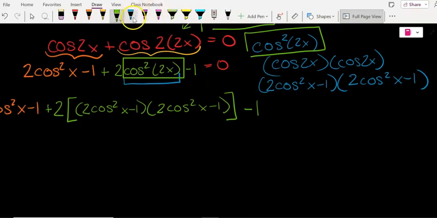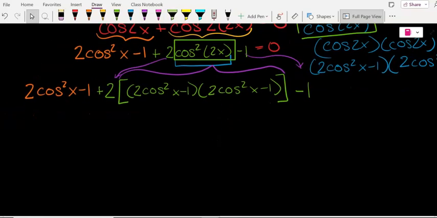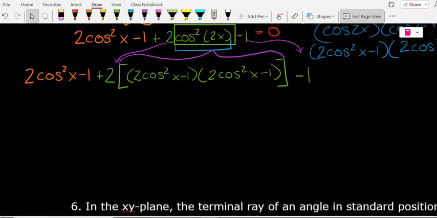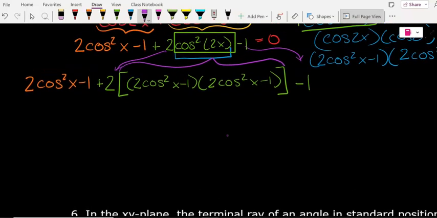Because right here, again, I'm just trying to make sure that we see where these values are coming from. What I've got right here that I'm just putting between those brackets, that's just the cosine squared 2x. I still have the 2, that comes right here, and I still have the minus 1, that comes right here, okay? So now I've got to distribute that whole thing and FOIL that out, okay? So like I said, this one's pretty awful.